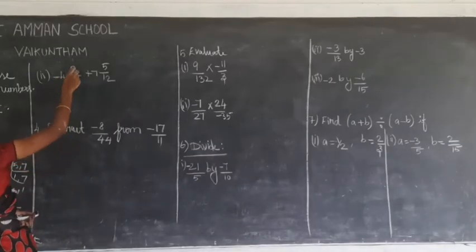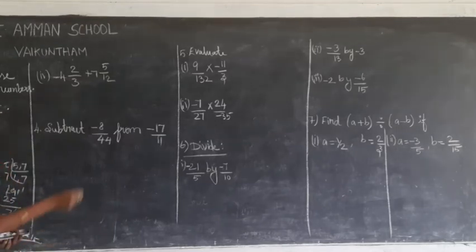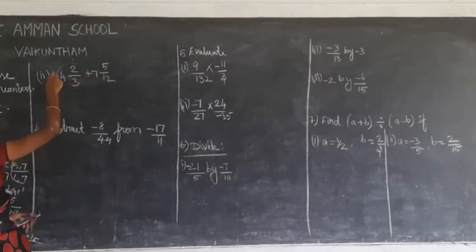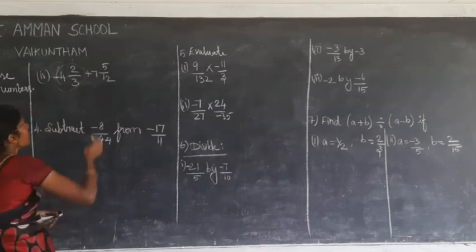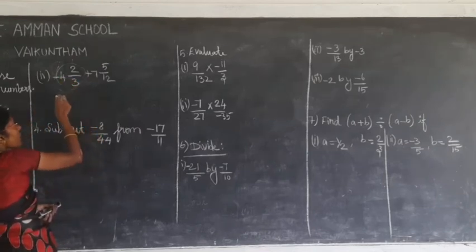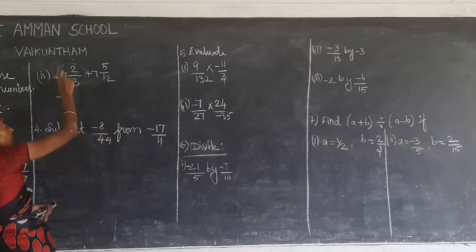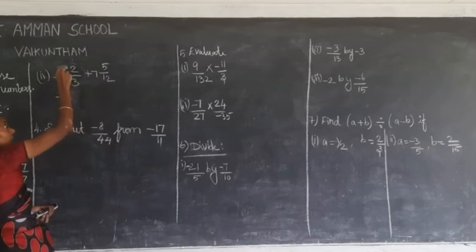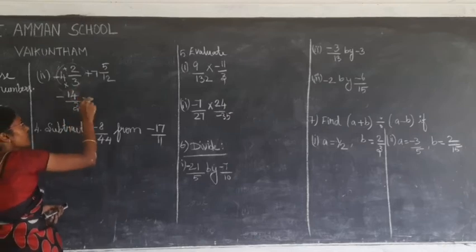Minus 4, 2 by 3 plus 7, 5 by 12. What we have to do here? Here it is in the mixed proportion. You have to convert into direct proportion. Okay. So 3 4s are 12 plus 2. Here multiply, here plus. So 4 3s are 12, 12 plus 2, 14. 14 divided by 3. This symbol.